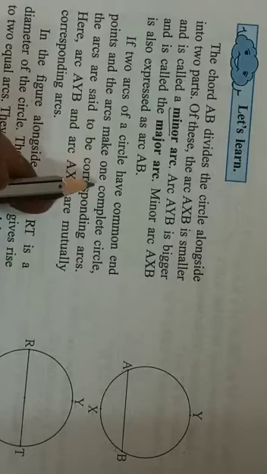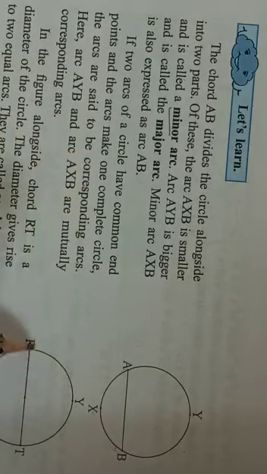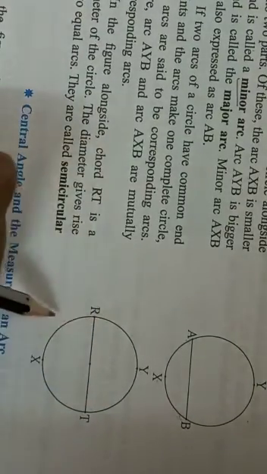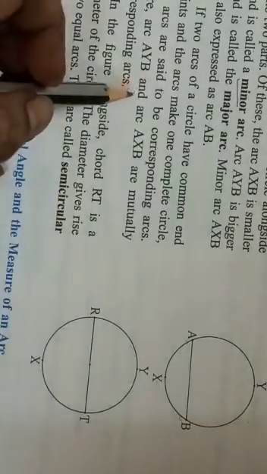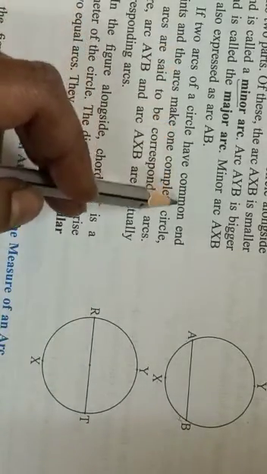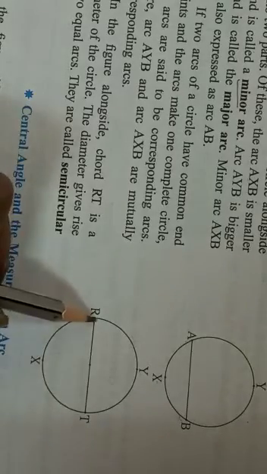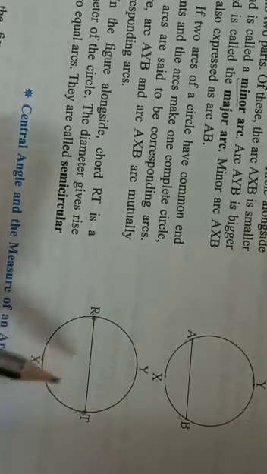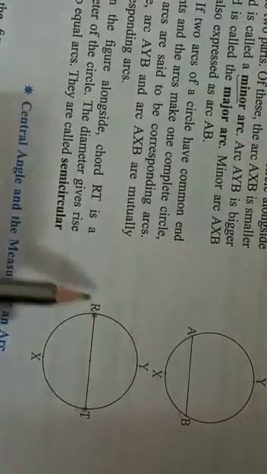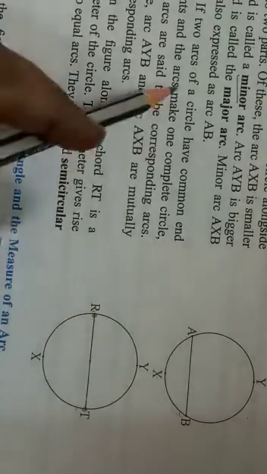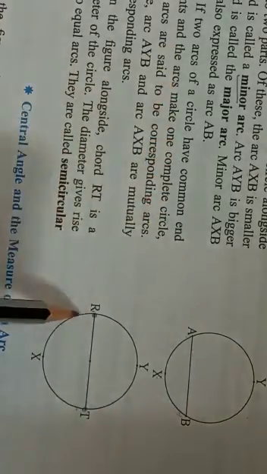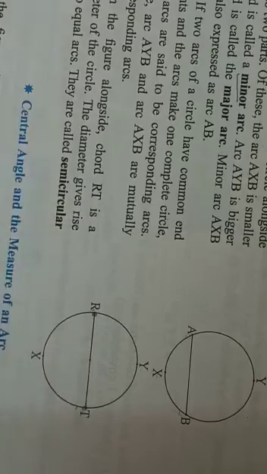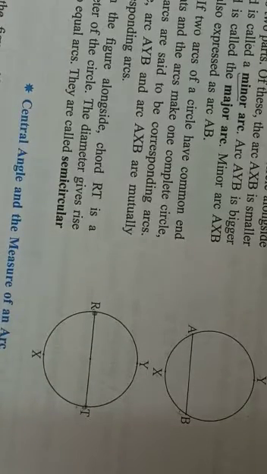Okay, and here they have said if two arcs of a circle have common endpoints, and the arcs make one complete circle. Now here also, this is arc RYT and this is arc RXT. So what are they saying? That if two arcs of a circle have common endpoints, now these are the endpoints. For arc RYT, R and T are the endpoints, like for a segment we have endpoints. So for an arc also there are endpoints R and T. And for arc RXT, R and T are the endpoints. So for these two arcs, the endpoints are common.